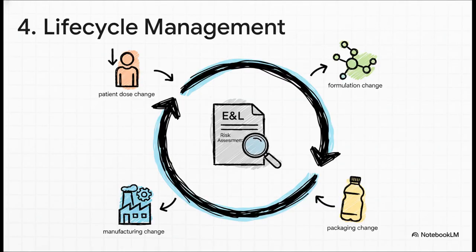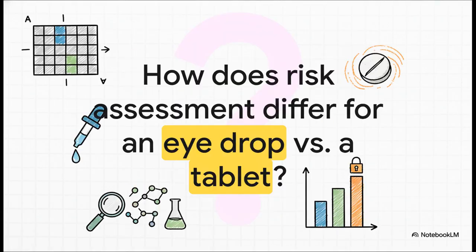And finally, our last key takeaway. This is not a one-and-done deal. Your risk assessment is a living document. If you change anything significant about the product, the plastic supplier, the formulation, the manufacturing site, even the recommended dose, you are obligated to go back and revisit your E&L assessment to see if that change has impacted the risk profile. So I'll leave you with a final challenge to really lock this in.